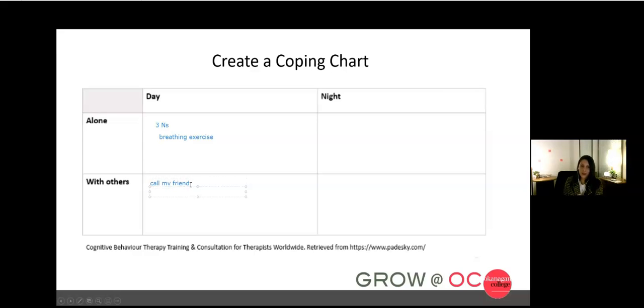Or what's an example with others? I'm going to go for a jog, right? I really love running. I'm going to connect with my friend and I'm going to organize a jog. At night, what can I do alone to help manage my stress? Maybe it's have a hot bubble bath. Maybe it's try that meditation that we talked about, right? Maybe it's journal at the end of the night, all sorts of things. And then at nighttime, what can I do with others? I am going to watch a goofy romantic comedy with my roommates or something like that, right? Or I'm going to call a friend that I haven't called in a while.